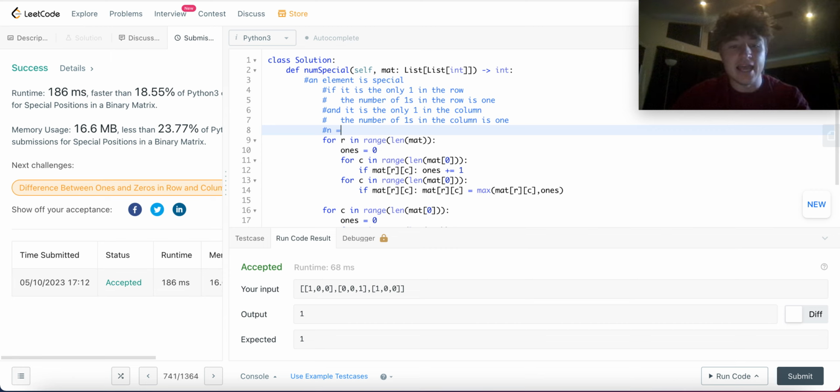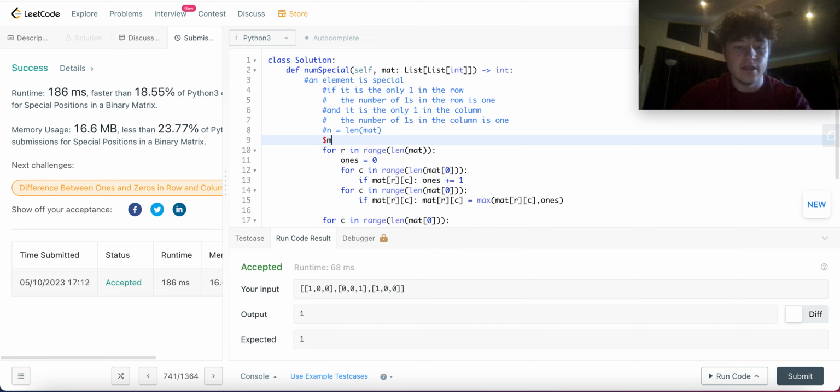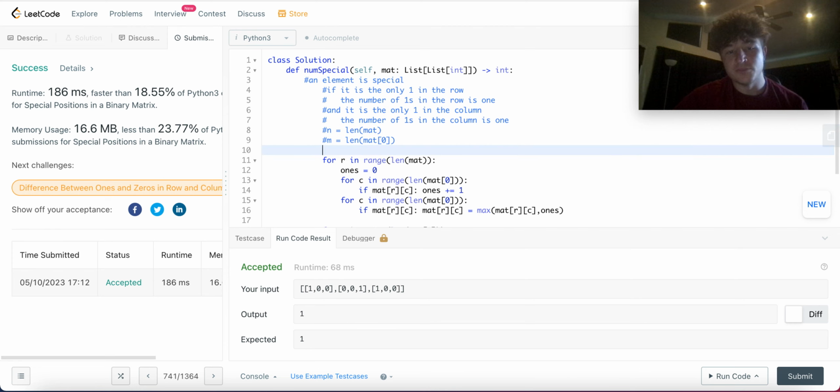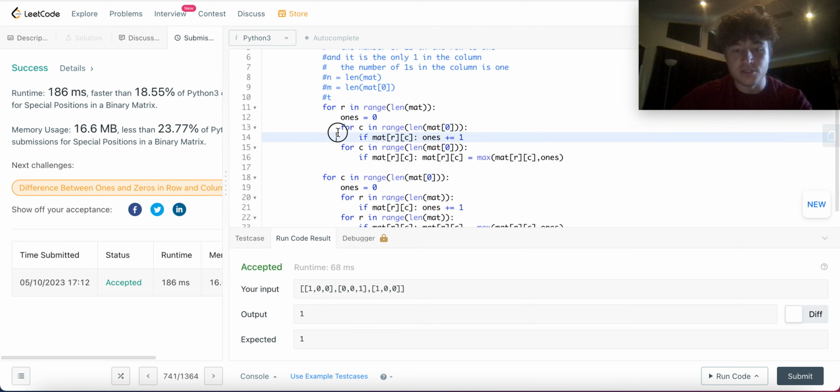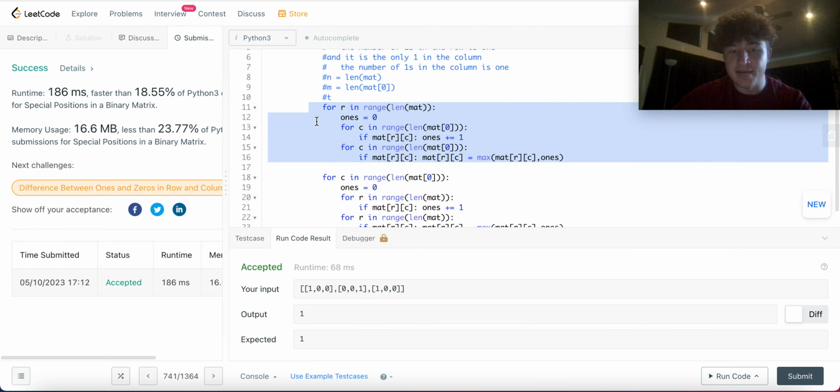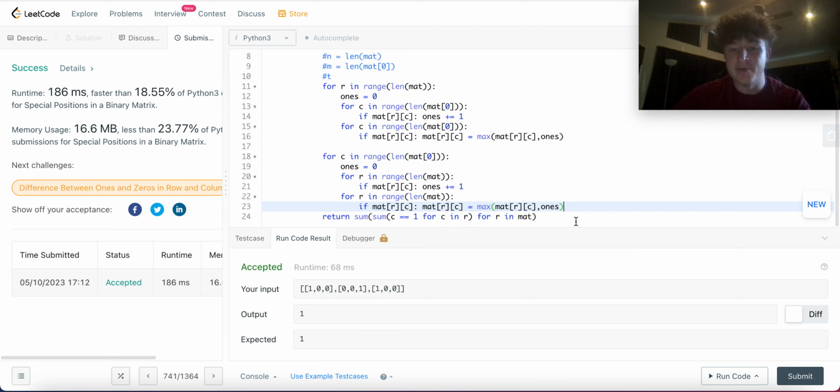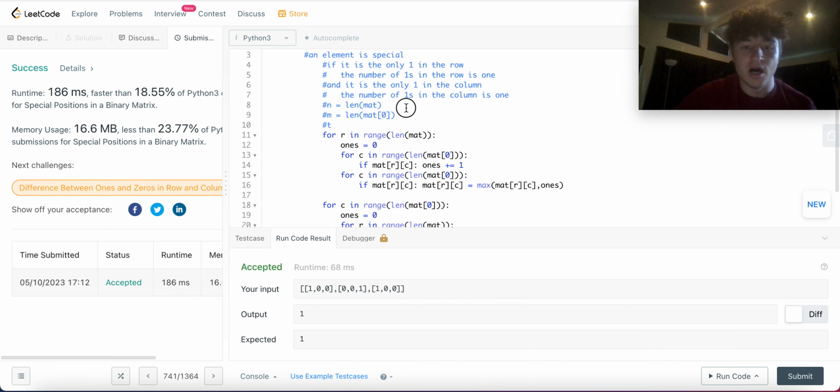All right, so what is the runtime and space complexity? So let's say n equals the length of mat and m is the length of mat zero. So number of rows, number of columns, right? For time, well, we have to look at all rows and all columns, so that's going to take mn time, and then we do it again, another mn time, and then we have to sum all of them that equal one. That's another mn time. So that's 3mn time, which is big O of mn.